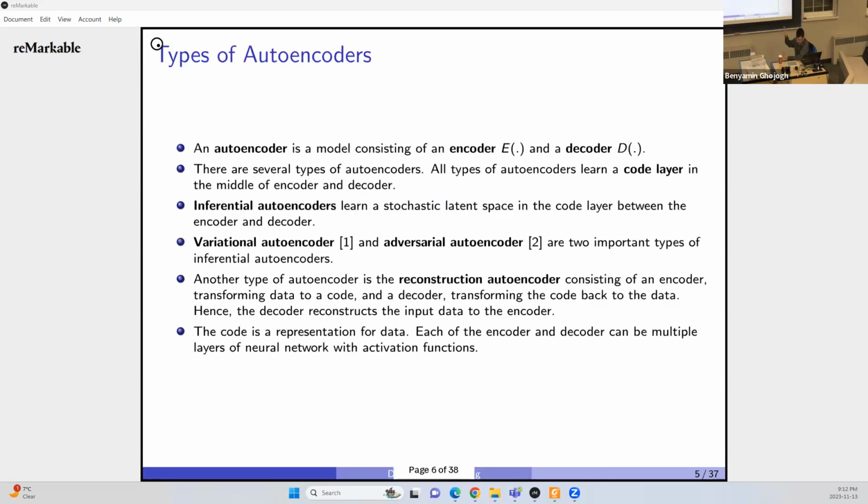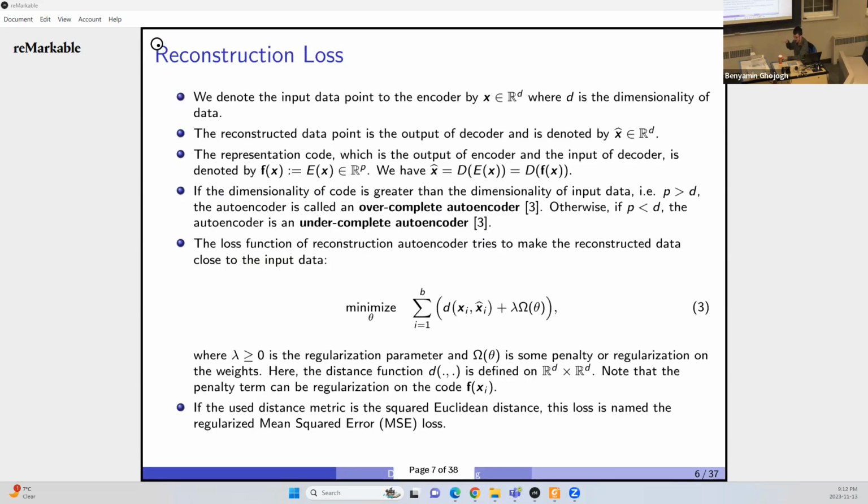Okay, now let's talk about reconstruction autoencoder. By the way, I will tell you some example algorithms for deep metric learning. We will see that. So, reconstruction autoencoder. First off, reconstruction loss. We denote the input data point to the encoder by x, d-dimensional, where d is the dimensionality. So consider some autoencoder where I have an encoder. We also have a decoder. I have x, and also I have x hat as the output of the decoder.